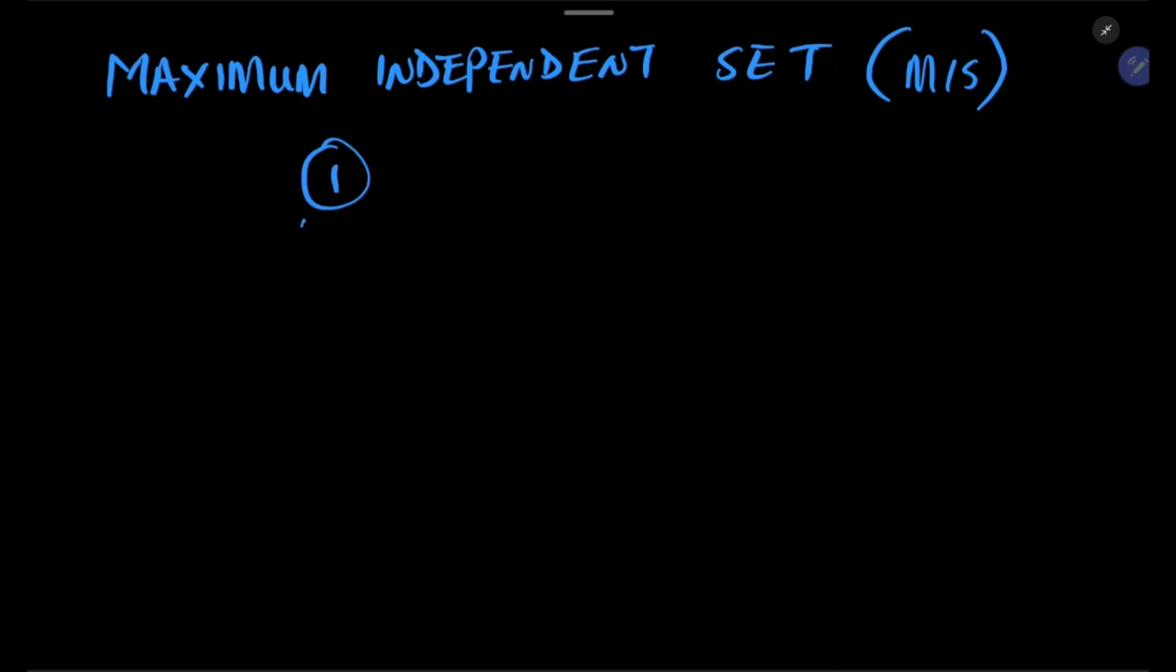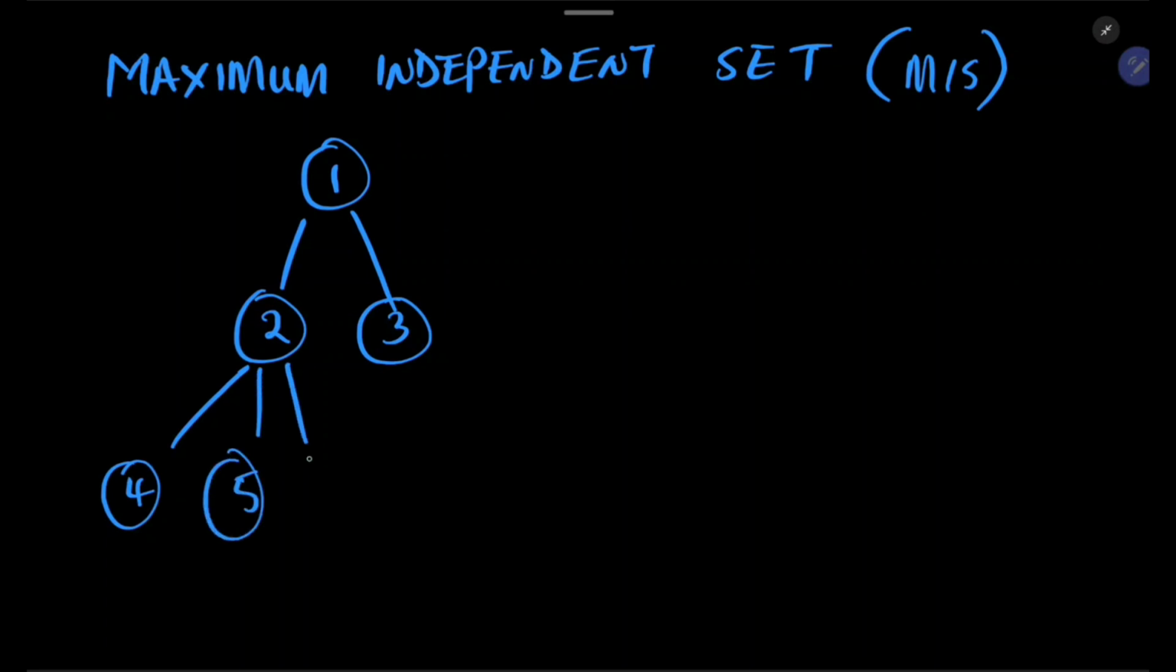So let's say we have 1 being the root node, we have 2, 3, the children of 1, and we have, let's say, 4, 5, 6, and then here we have 7. We are looking for a maximum independent set. That is a set of vertices in which no pair are connected by an edge.